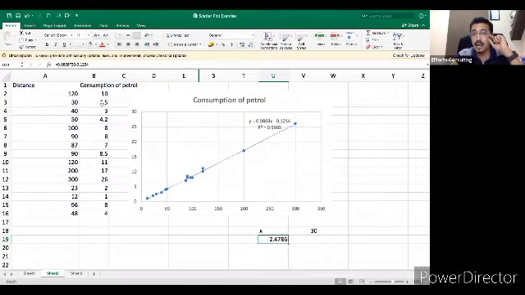Okay. So this is how you can establish the relationship between two variables, and that way you can predict the outcome for the future also.